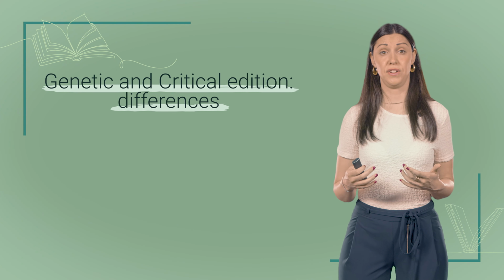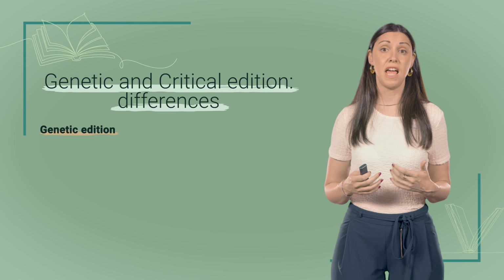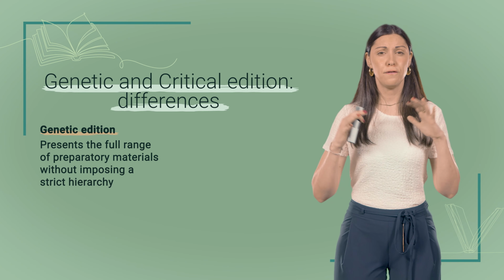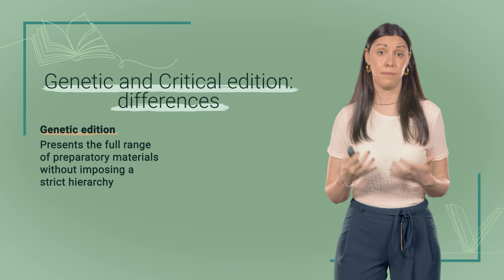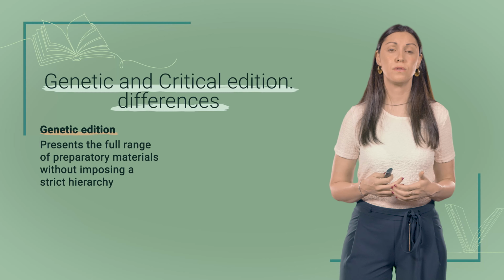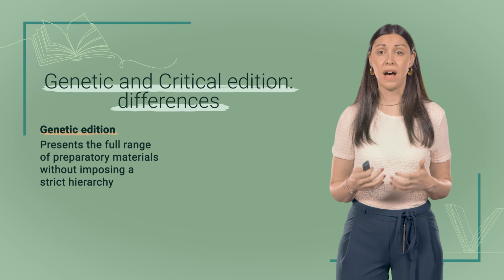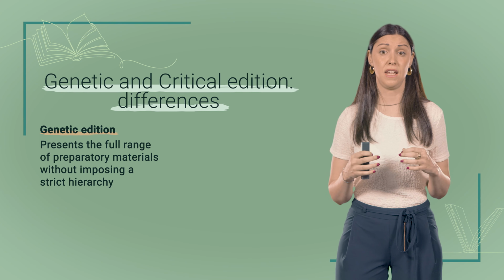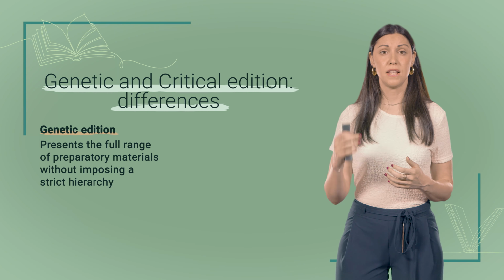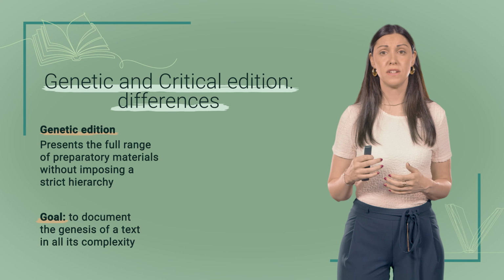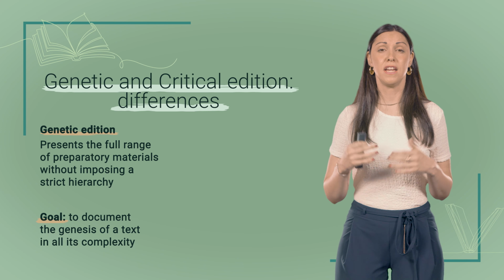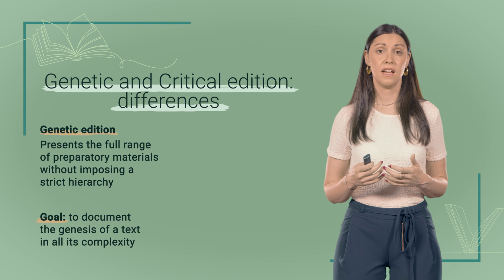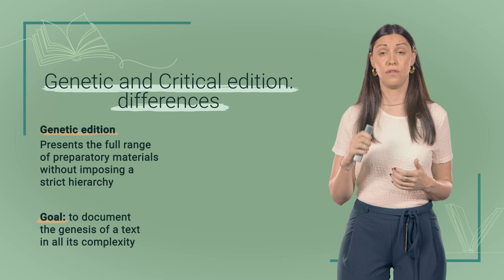A genetic edition differs from a critical edition. A genetic edition aims at presenting the full range of preparatory materials, from early notes to final corrections, without imposing a strict hierarchy among them. Its goal is to document the genesis of a text in all its complexity, capturing every stage of the creative process.